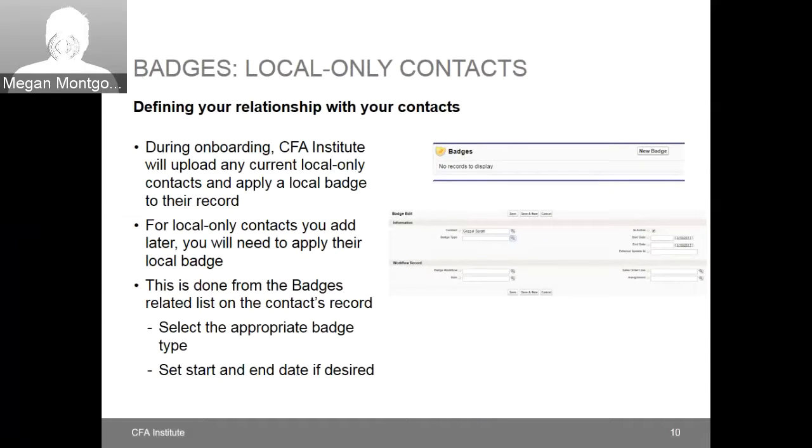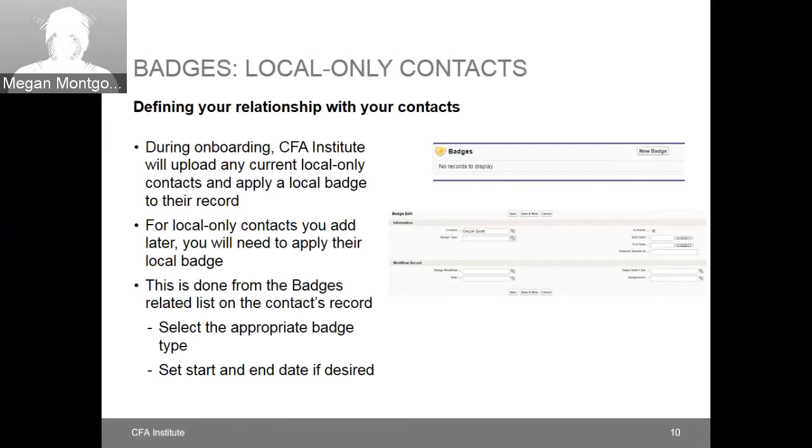So then during the onboarding process, for those local only members that we upload for you, we will also apply a local badge to their record. So there's nothing you have to do for those because we'll go ahead and set that up for you automatically. But then as you go forward, as you add these new local members, as we just did in our example, then you would apply their local badges going forward.